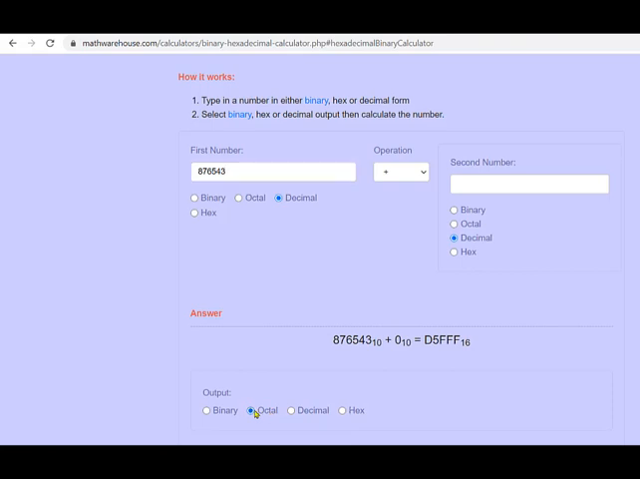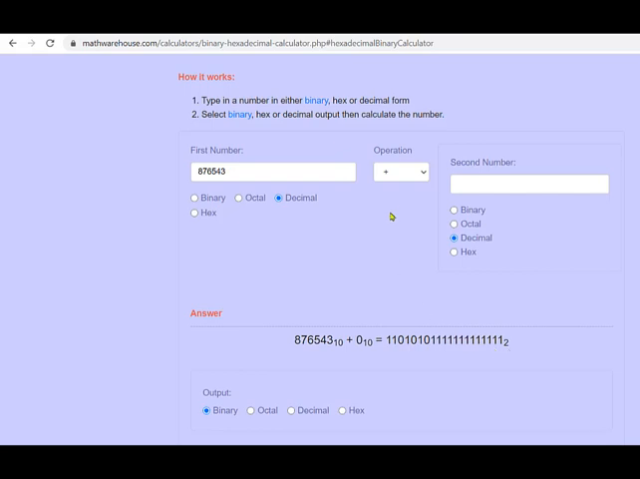So if in octal, it will be a value of 3257778, or if you want to change to binary, it will be this value 1101011011 and so on to the value of base 2.